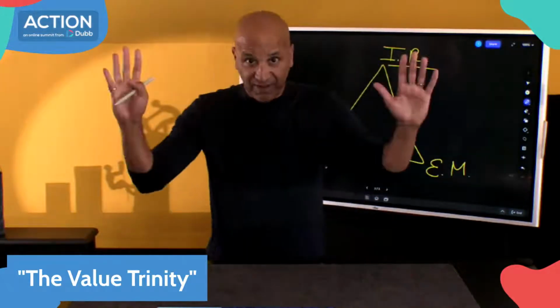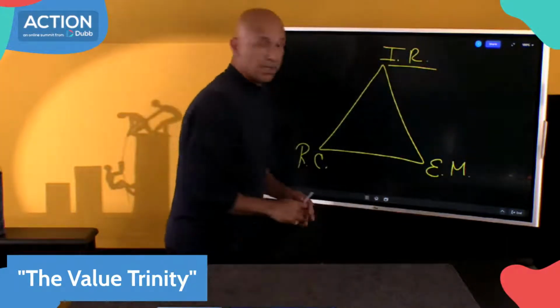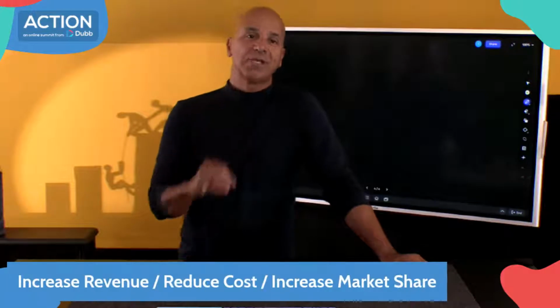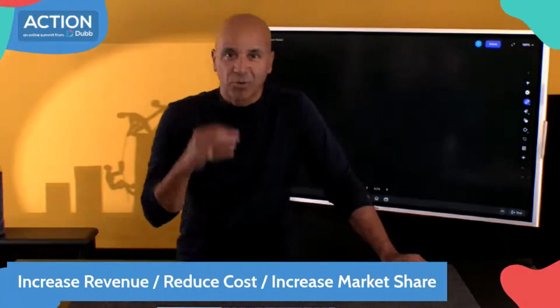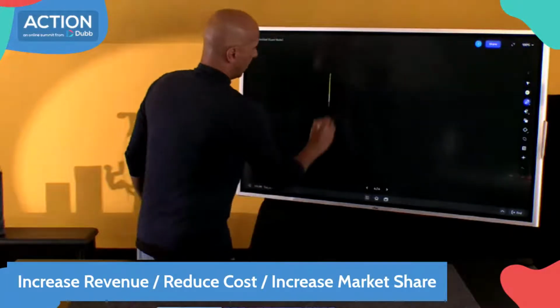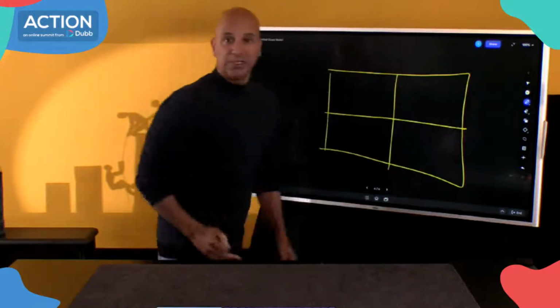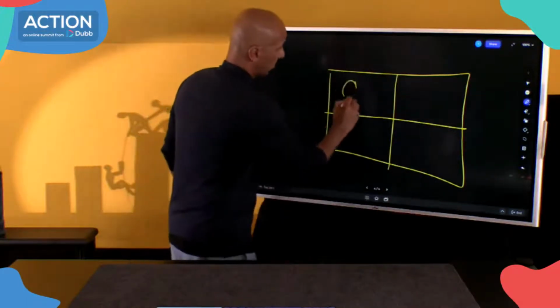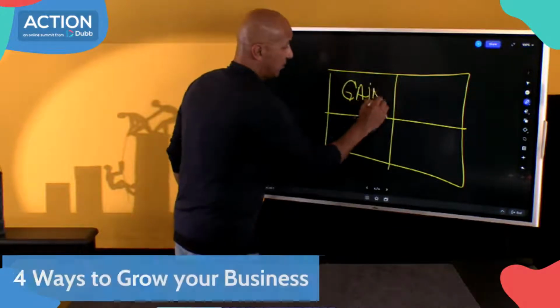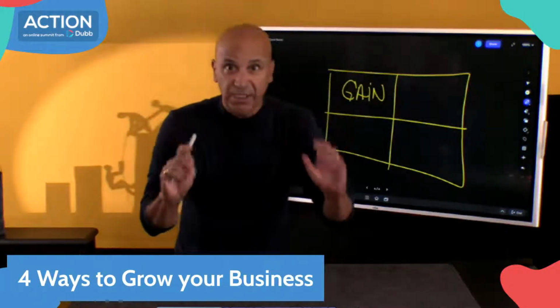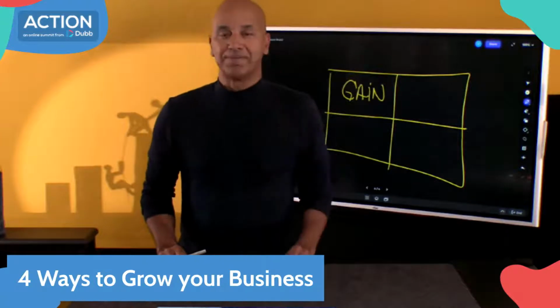So that's the first model. Now you have the value model in place. Model number 2. Listen carefully. I don't care who you are, what business you're in. There's only 4 ways to grow your business. That's it, 4 ways. Let's go through them. I'll draw out the grid in model number 2. The first strategy to grow your business is to go out and gain new clients. Prospecting, gain new clients. Strategy number 1.